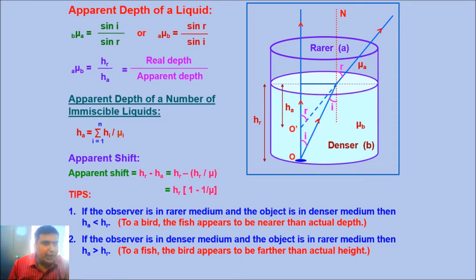Now moving ahead, the next topic is total internal reflection. Let me tell you that total internal reflection is a phenomenon which is only possible when light goes from a denser medium to a rarer medium. Remember that total internal reflection is related to the light phenomenon when it goes from a denser medium to a rarer medium.